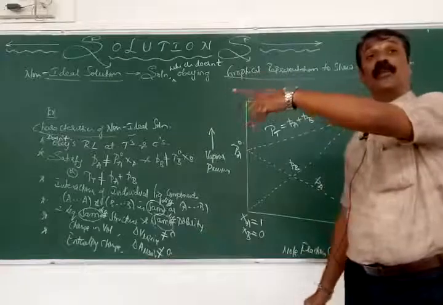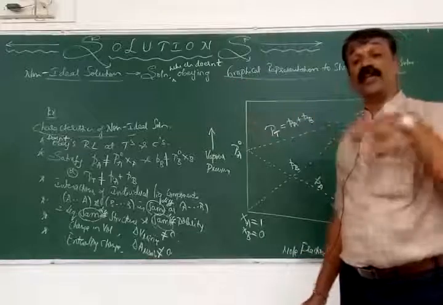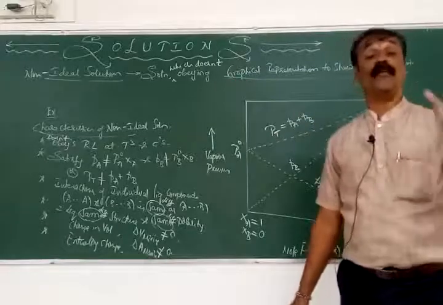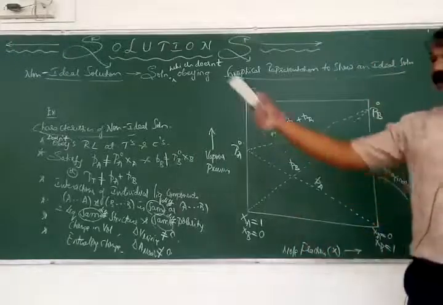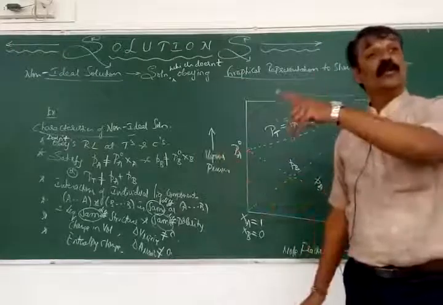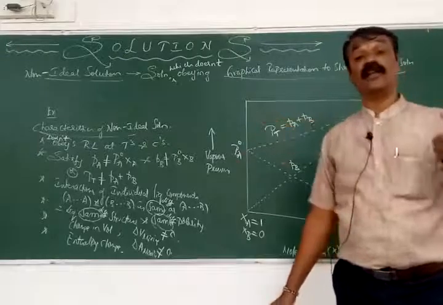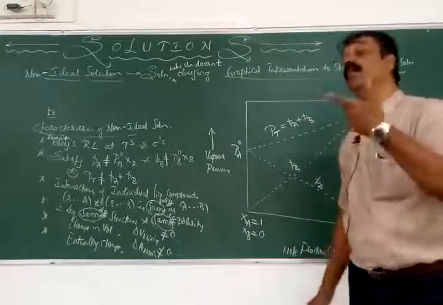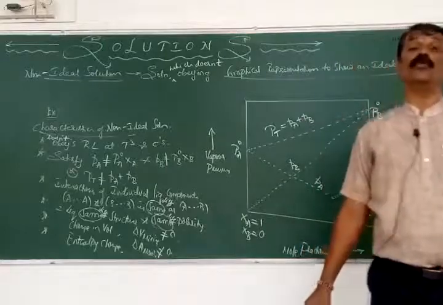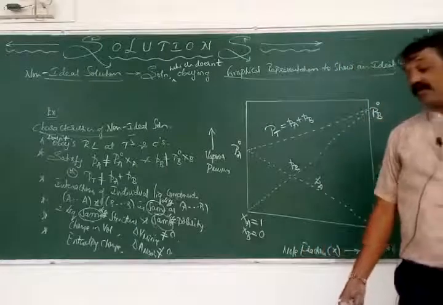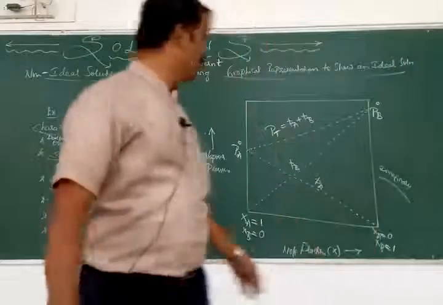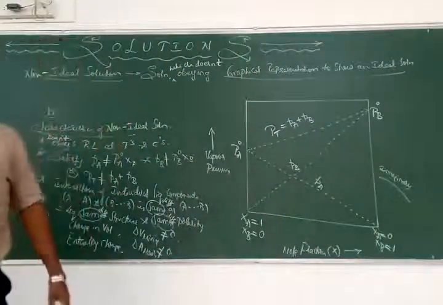In an ideal solution there is no change in volume before and after mixing of the two liquids, but here there is a change in volume before and after mixing. In an ideal solution no heat is liberated or absorbed during mixing, but here there is either an absorption of heat or a liberation of heat during mixing of the two liquids. So these are some of the differences between an ideal and a non-ideal solution.